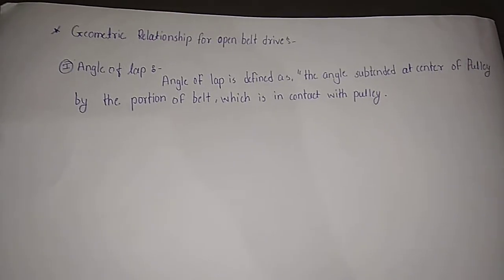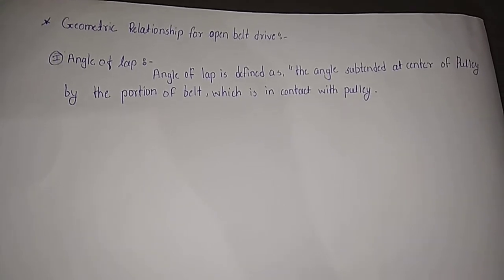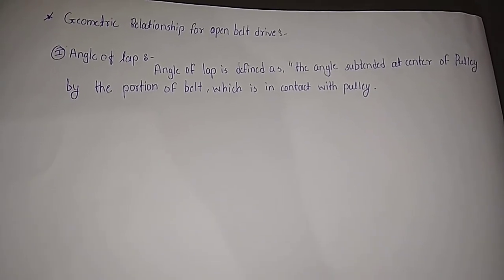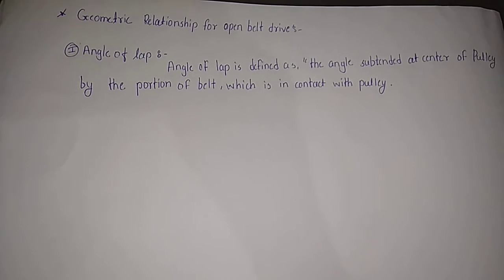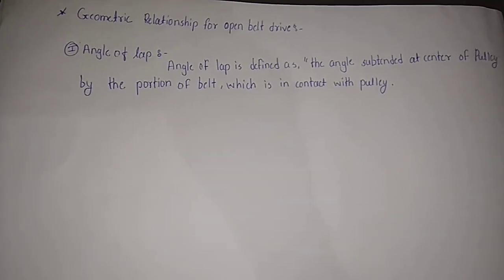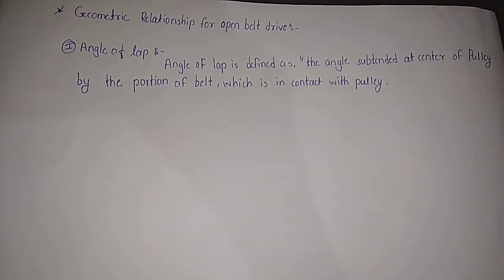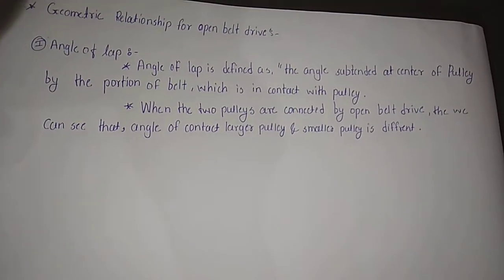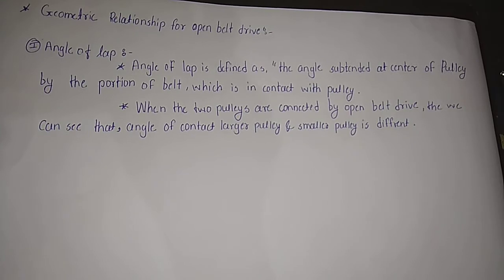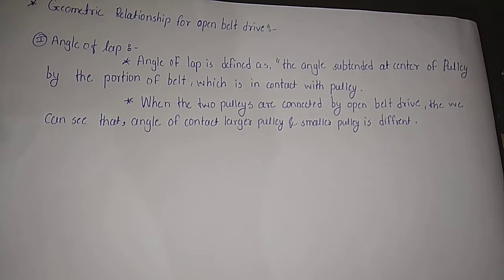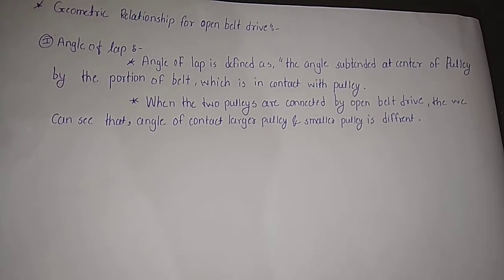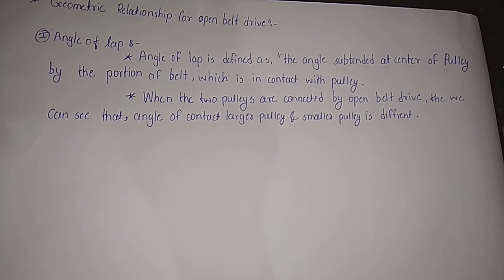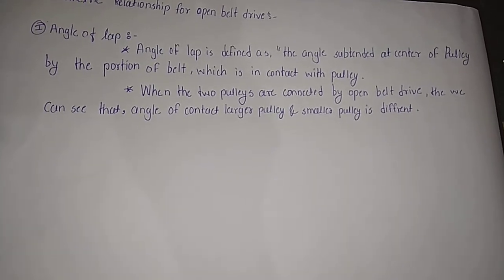Angle of lap is defined as the angle subtended at the center of the pulley by the portion of belt which is in contact with the pulley. In a second definition, when two pulleys are connected by an open belt drive, we can see that the angle of contact of the larger pulley and the smaller pulley is different.